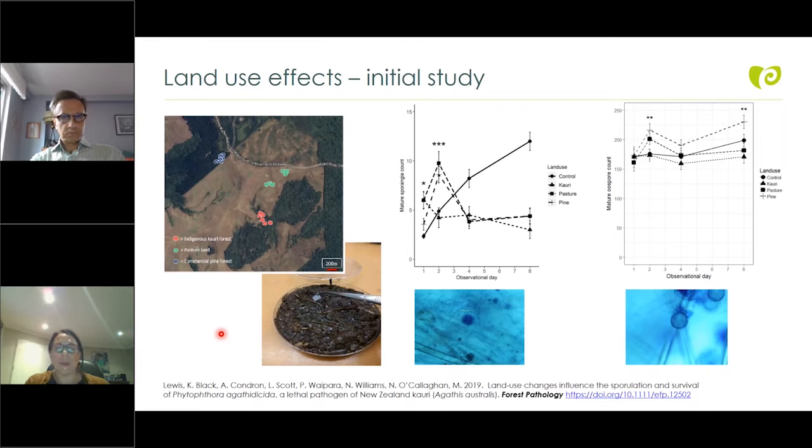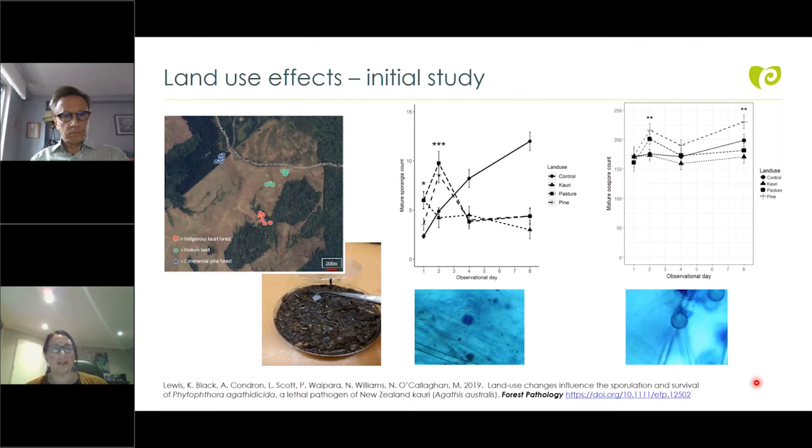It was a very simple study published in Forest Pathology, where we took soils from around the pasture sites, the commercial forestry, and the old growth remnant stands. We grew up Phytophthora agathidicida in mirror cloths and exposed them to the different soil uses we got around the country. What we saw is a difference in mature sporangia count and also in mature oospore count.